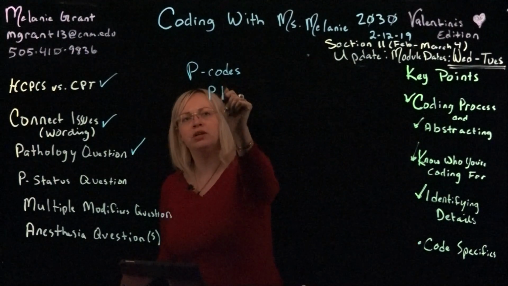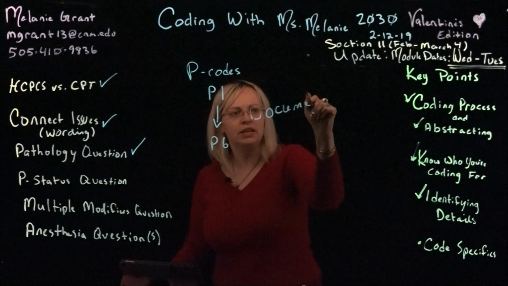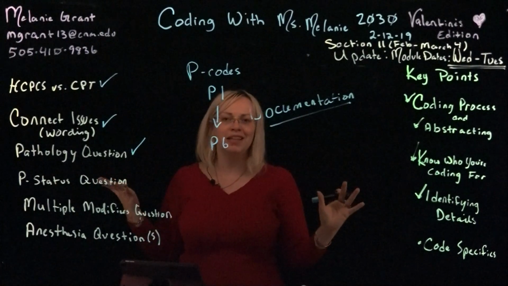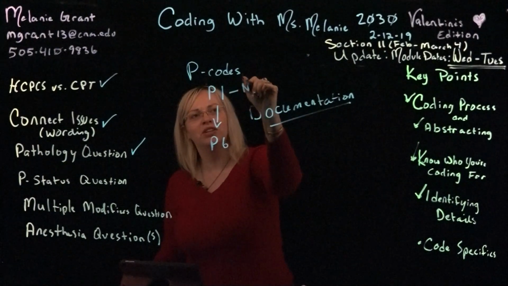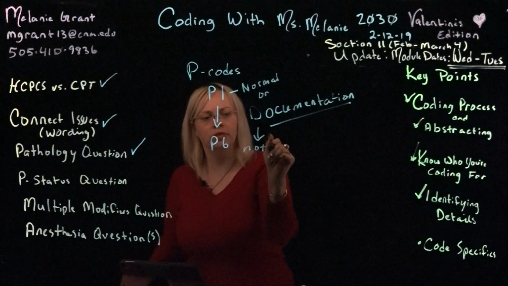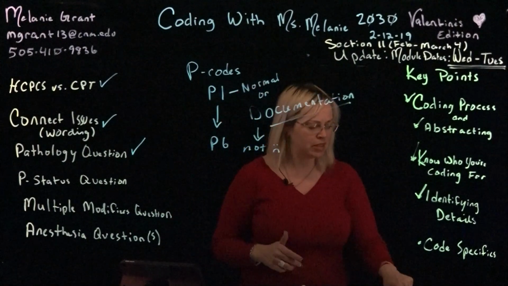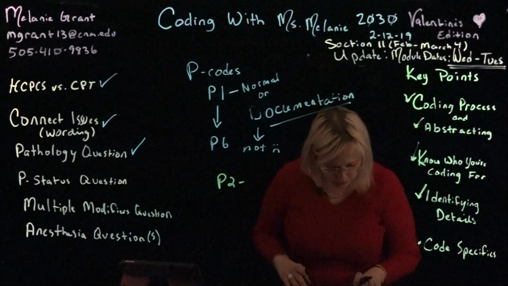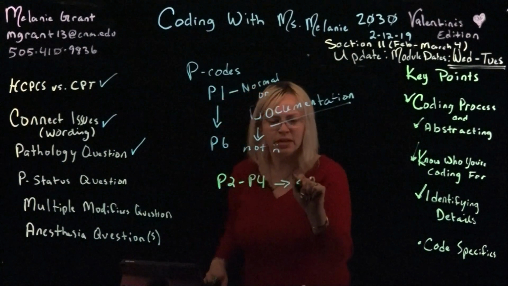Okay, so you go from P1 to P6, and the biggest thing is documentation is key. Remember, if it's not documented, it didn't happen. So every patient is going to be at least a normal healthy patient. They're either normal or they're not. So we go from normal patient, what is a systemic disease? Okay, that's the first thing. So P2 through P4 is a systemic.